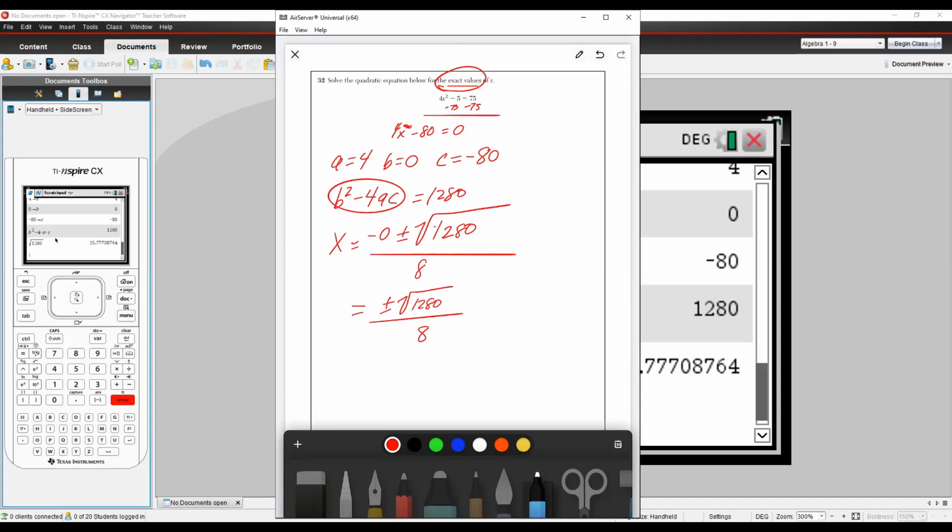You don't have to simplify it. You don't have to simplify the radical. You don't have to simplify the fraction. You can just leave it like this. This is an exact answer. So that's how you would do it.